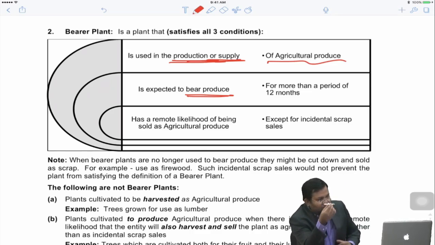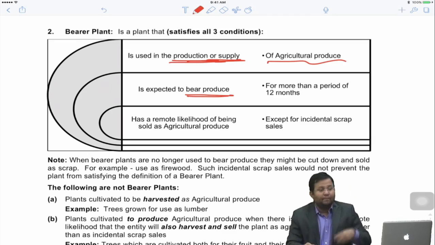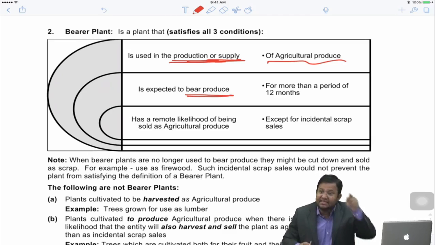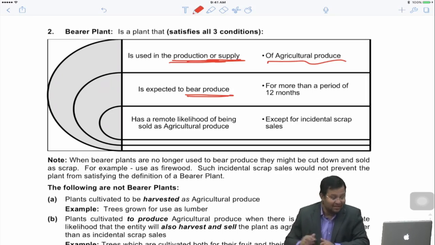So that root can be called as a bearer plant. It bears the agriculture produce. Mango tree is a bearer plant. Mango is agriculture produce. Rubber tree is a bearer plant. It produces latex or rubber. आपको प्लांट और एग्रीकल्चर प्रोड्यूस का फर्क समझना है, क्योंकि एग्रीकल्चर प्रोड्यूस यहां पर कवर नहीं है.